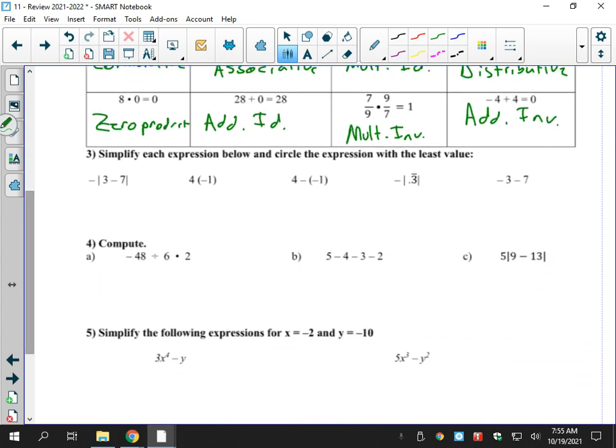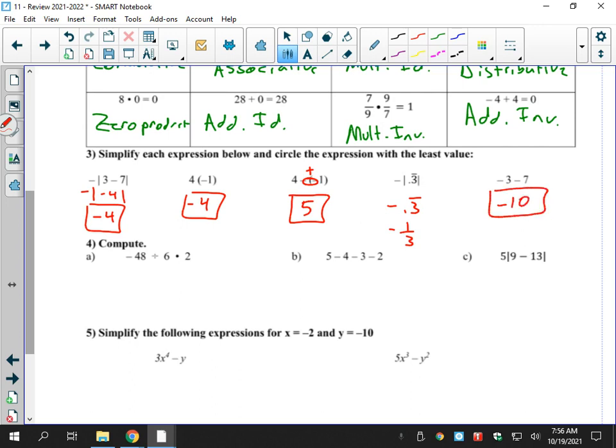On 3, we're simplifying. Okay, so again, another little review topic. We're going to simplify inside the absolute values first. Take our absolute value. Oh, that's right, it's negative. 4 times -1, -4. 4 minus -1, same sign, 4 plus 1 is 5. -0.3 repeated in absolute value, so -0.3 repeated. We can write it as a fraction also, either one. -3 minus 7, -10.